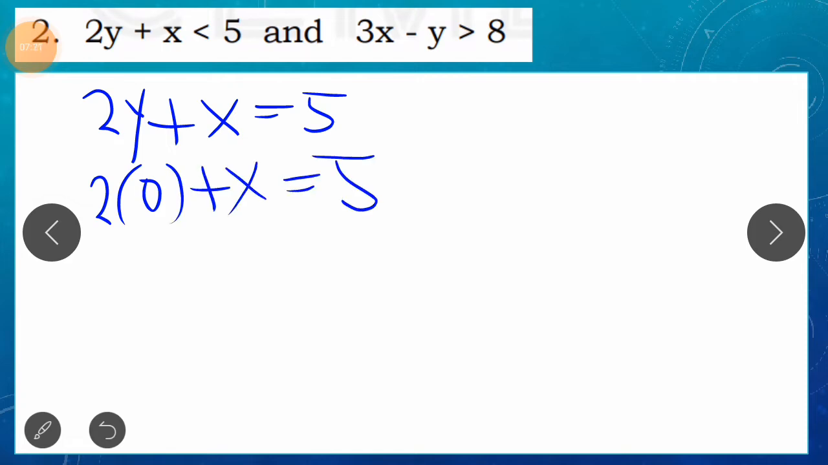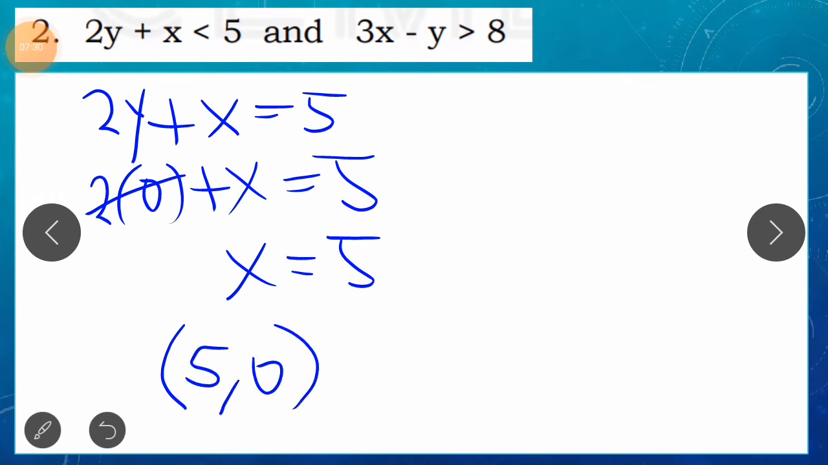Okay, so this will be 2 times 0, cancelled. So therefore x equals 5. So the x-intercept is at (5, 0): 5 for x, 0 for y.